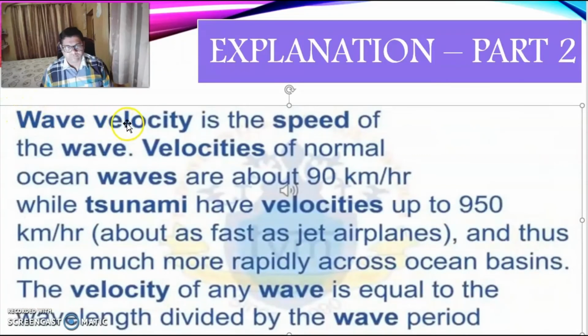Wave velocity. It is the speed of the wave. Velocities of normal ocean waves are about 90 km per hour, while tsunamis have velocities up to 950 km per hour, about as fast as jet airplanes, and thus move much more rapidly across ocean basins. The velocity of any wave is equal to the wavelength divided by the wave period.